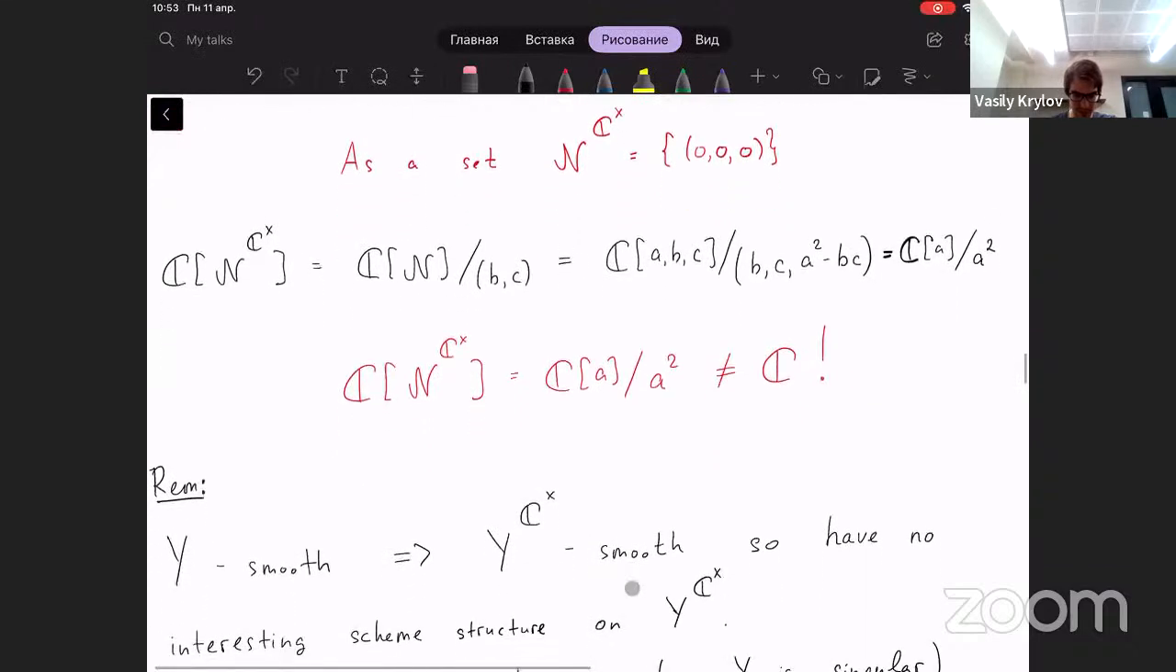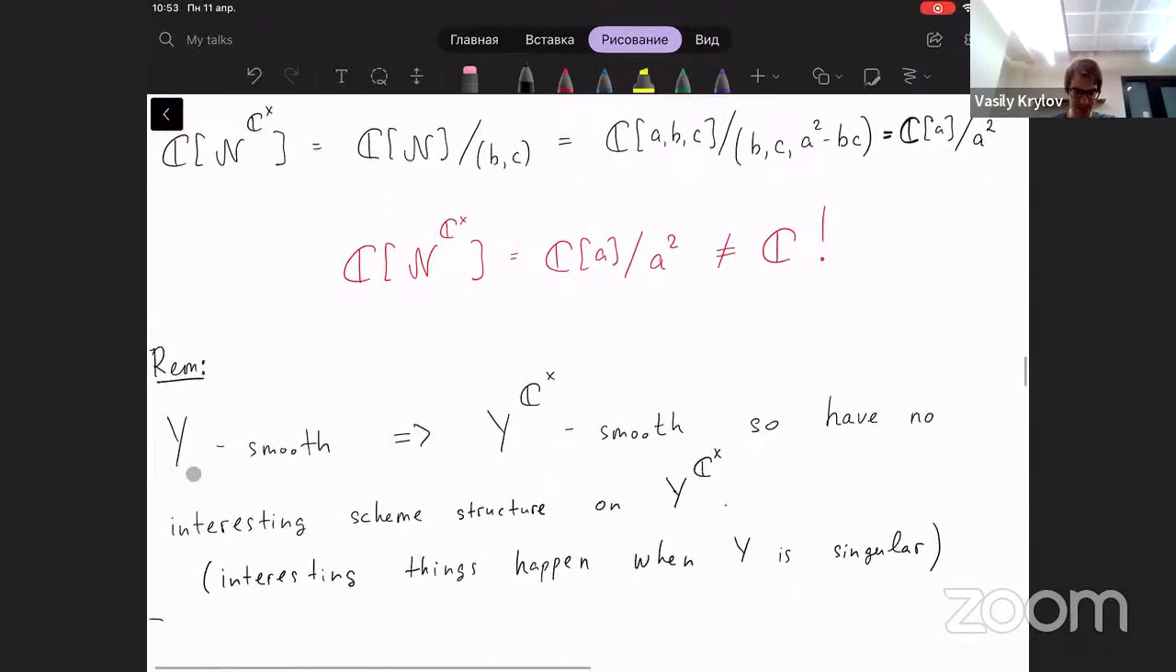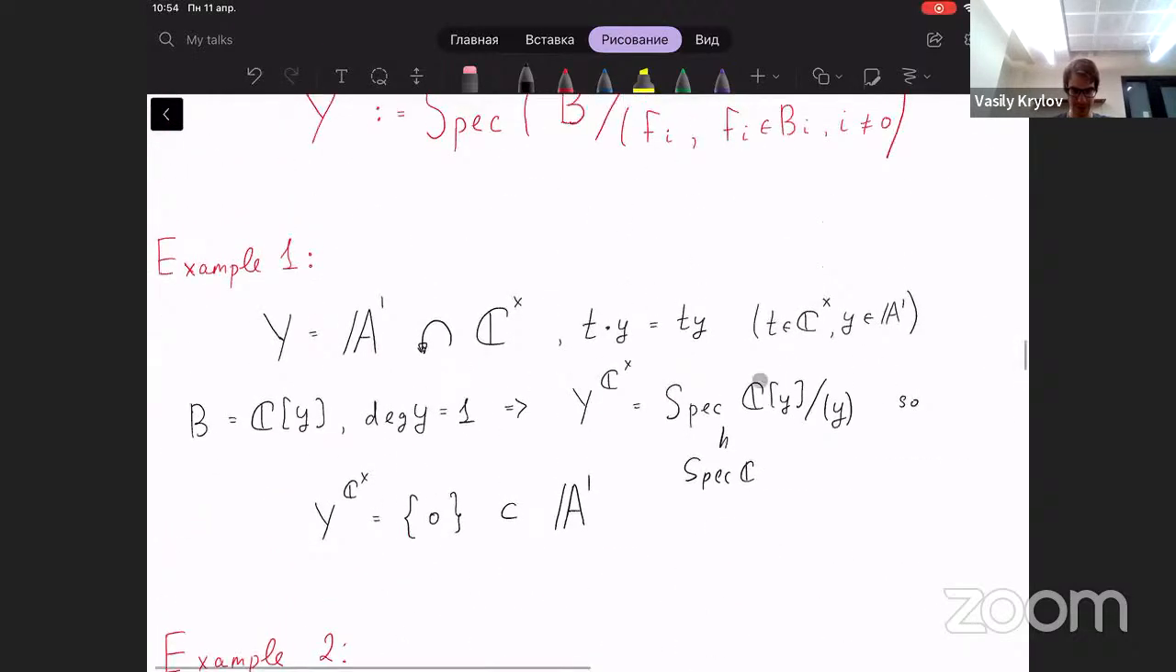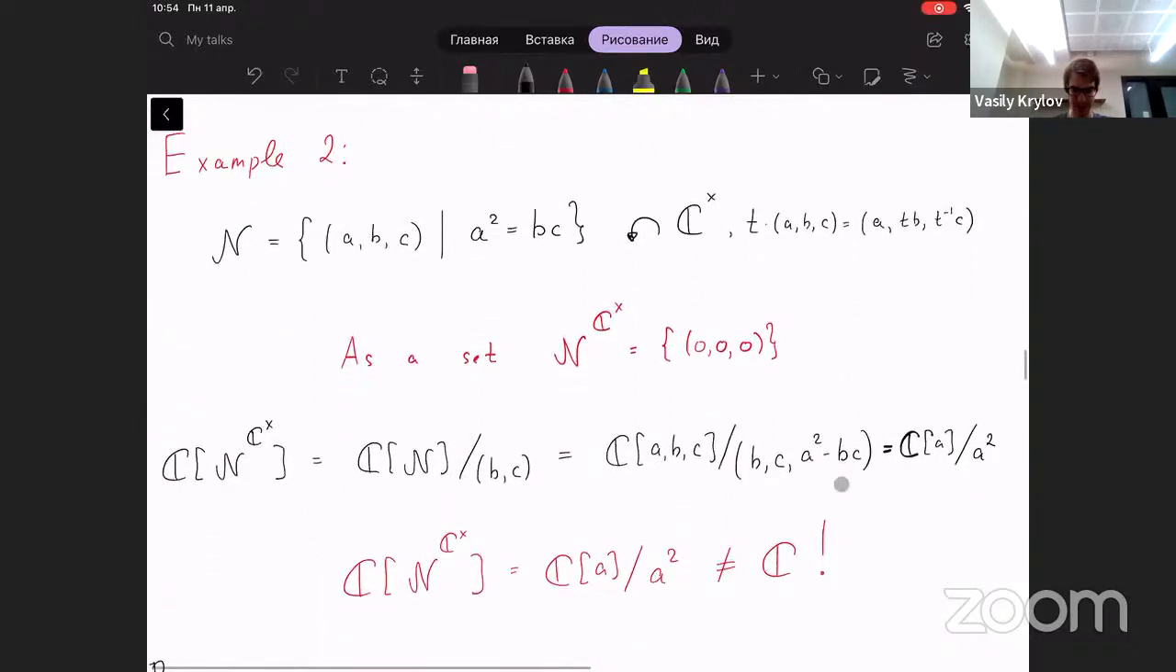Okay, and then let me make one remark. Actually, when Y is smooth, then the fixed points are also smooth. So there's no interesting scheme structure on these fixed points, and you can consider them just as an ordinary variety. Interesting things happen exactly when Y is singular. And we have already seen this in our 2 examples. In the first example, we had something smooth and we just got 1 point. In the second example, we had something singular, precisely at the point 0, 0, 0, and we got something interesting.